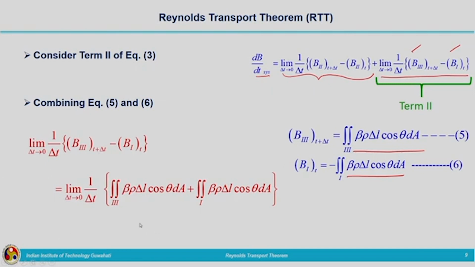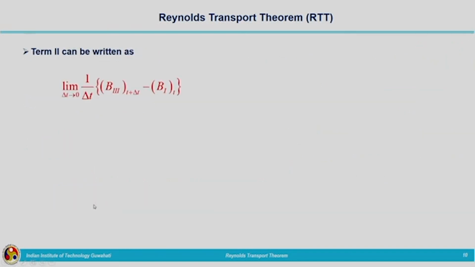So, here you can see the limit delta t tends to 0 of 1 by delta t of this entire term. The sign here was negative, and it has become positive because we got the value corresponding to the inflow region to be negative. The negative and the one negative sign here, together, will be positive. Now, we need to modify this expression because we have the limit delta t tends to 0 of 1 by delta t. In the next step we will do that.